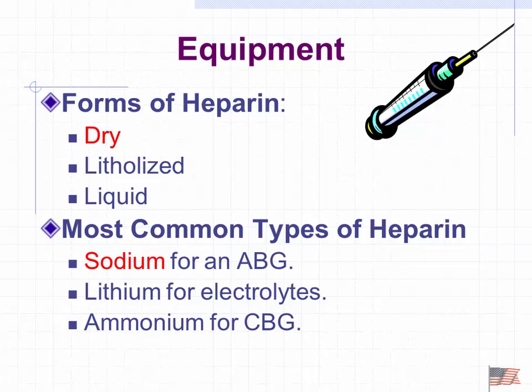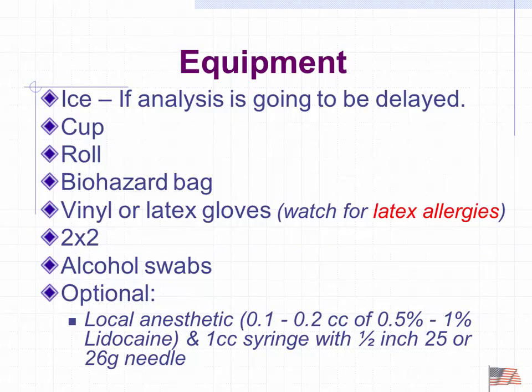Different types of heparin do make a difference. Sodium heparin is what we typically use for our blood gas. If we're drawing electrolytes, on the other hand, because some blood gas analyzers can actually measure potassium and calcium, we may need a lithium heparin as opposed to a sodium heparin. And then there's some other types of heparin, ammonium heparin, which is used for capillary blood gases.